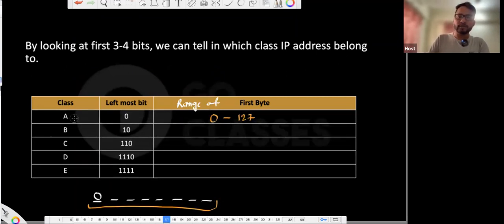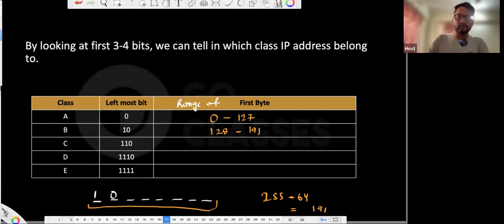So suppose I find out that class B has the initial bits 10, then what should be the range of this class B? The first byte range. If all are zeros, then I think it is 128. If all are ones, then it should be 255 minus, since that bit is 0, you need to subtract 64, so it will be 192, sorry, 191, right? Okay, so this is the range.